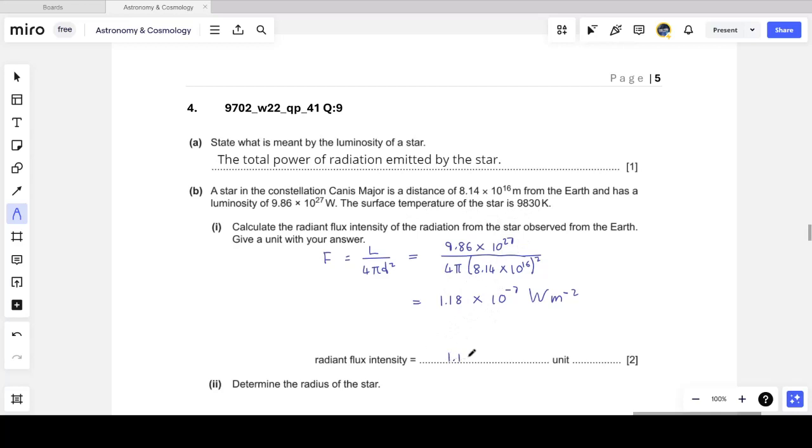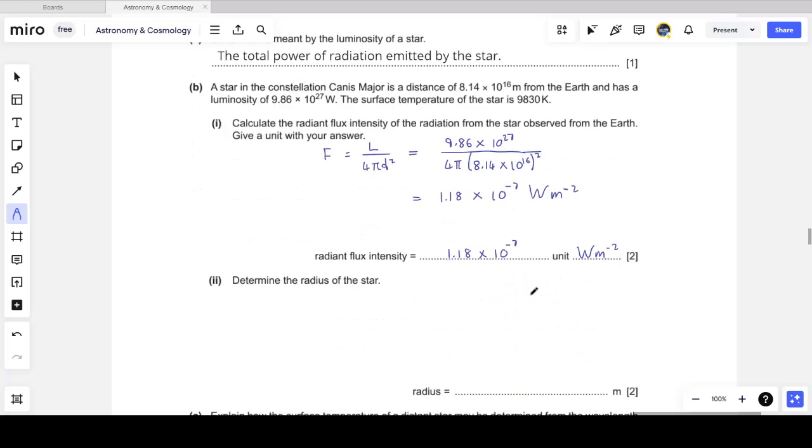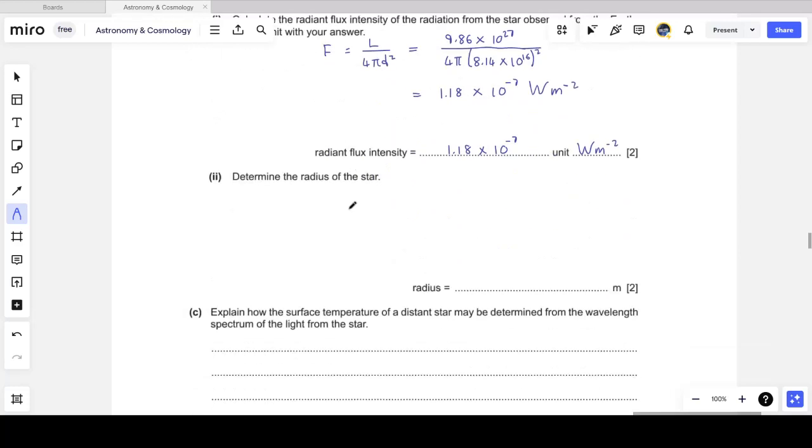So that's 1.18 times 10 to the minus 7, and the units are watts per square meter. I can always just take the units of the numerator and divide them by the units of the denominator, and I can see that I will get watts at the top, square meter at the bottom, and so my final unit should be the watt per square meter. Don't confuse the units for luminosity and radiant flux intensity. They are different. Luminosity will always be measured purely in watts.